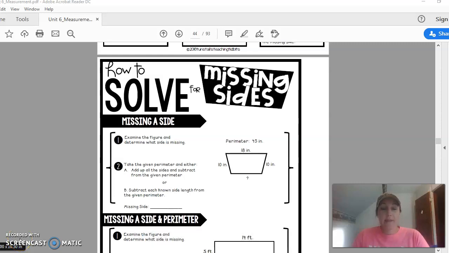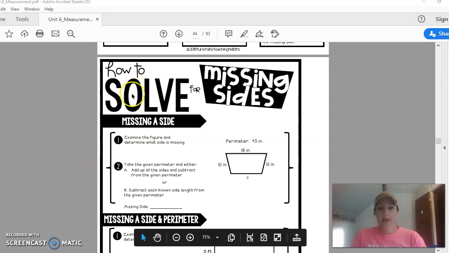Okay, today's assignment is pretty simple. We are only doing the anchor chart for math, and then I want you to do 10 minutes of Dreambox today. So you need to find your anchor chart in your clump of papers and fill it in. It should look like the one that you see on my screen. It says how to solve for missing sides.